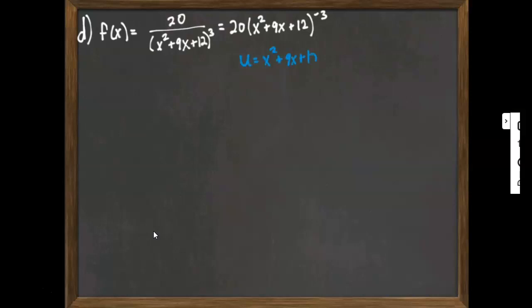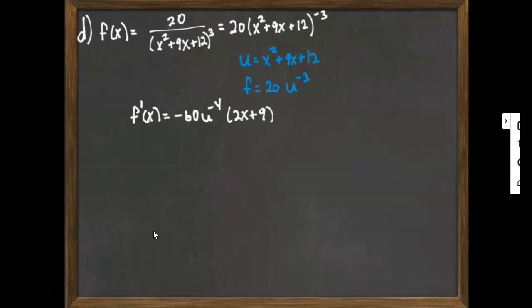So we realize we have a composite function there. The inside function is x squared plus 9x plus 12. When we replace that inside stuff with u, we would get 20u to the minus third power. And then we just go ahead and we invoke our chain rule. It says the derivative will then be the derivative of the outside function. So 20u to the minus third, we multiply by the minus third, get negative 60, u to the negative fourth, and then times the derivative of the inside function, which would be 2x plus 9.